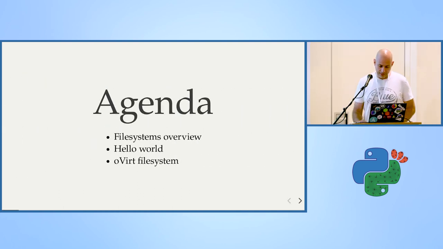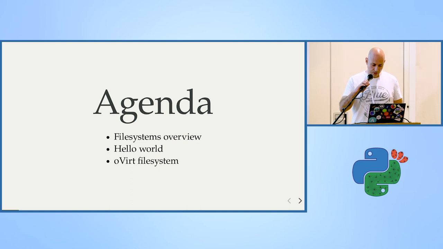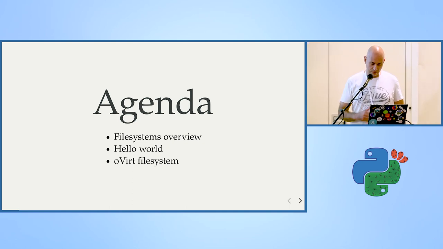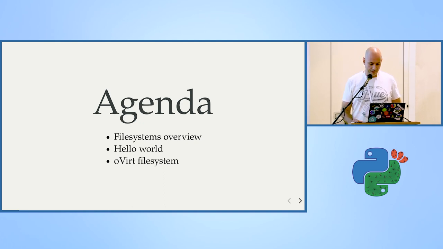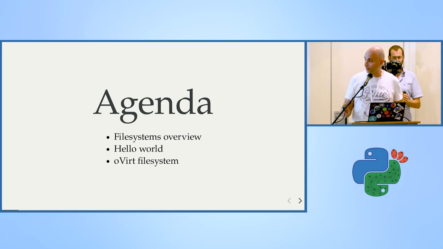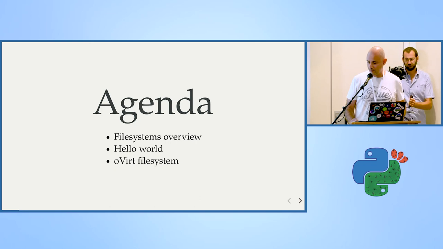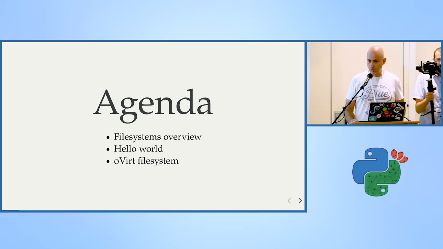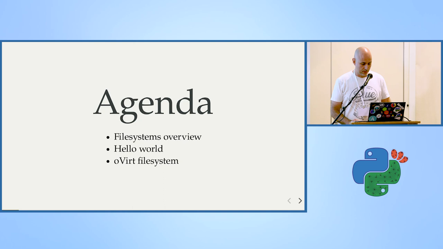So basically, I'm going to give a short overview of file systems, how file systems work, the differences between traditional file systems that are implemented in the kernel, and file systems that are implemented in user space using Fuse. It's possible to implement a file system in user space, and it's actually quite easy to do it, especially when we do it in Python.